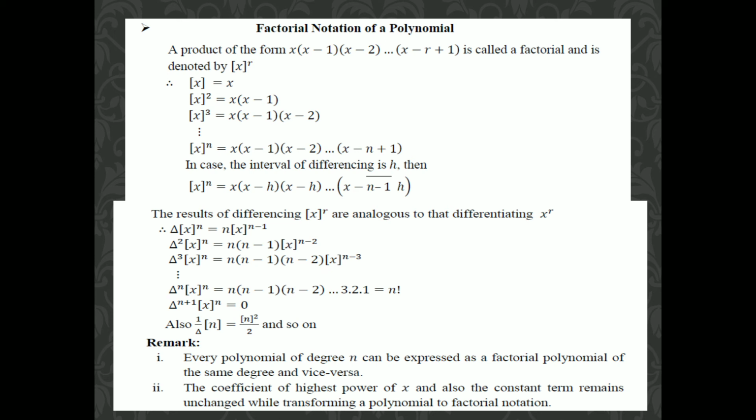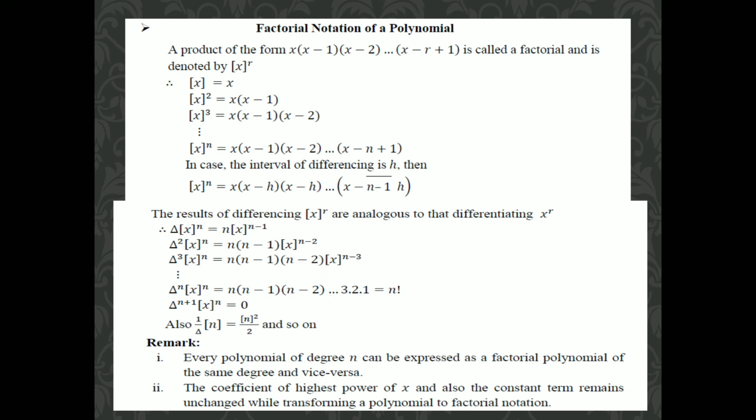Now our next point is the factorial notation of a polynomial. A product of the form x, x minus 1, x minus 2, up to x minus r plus 1 is called a factorial, and it is denoted by square bracket x raised to r. Therefore, square bracket x is equal to x, square bracket x square is equal to x into x minus 1.